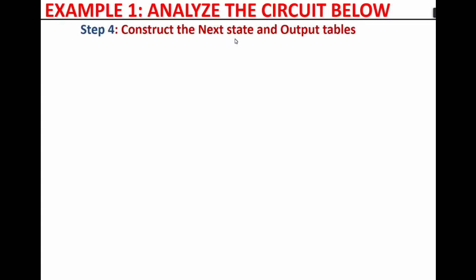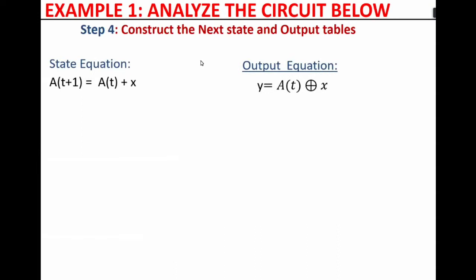Now we construct the next state and output tables. So those are our equations. From those equations, we construct the next state table. Okay, the question is, what type of machine is that? If you look at that equation, the output is a function of what? The present state and input. So it is what type of machine?